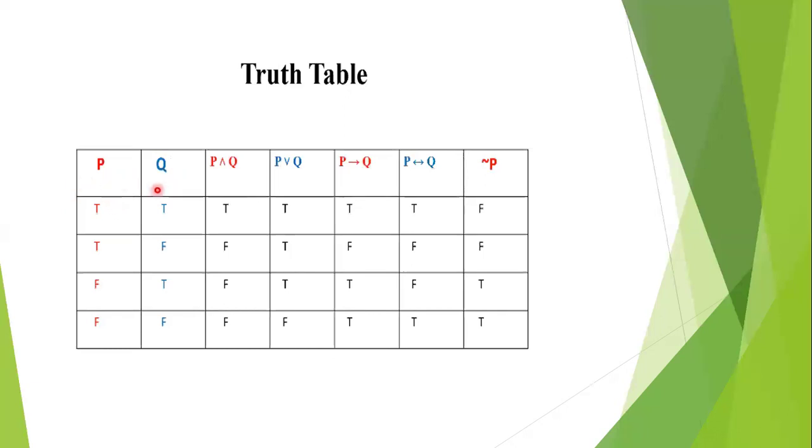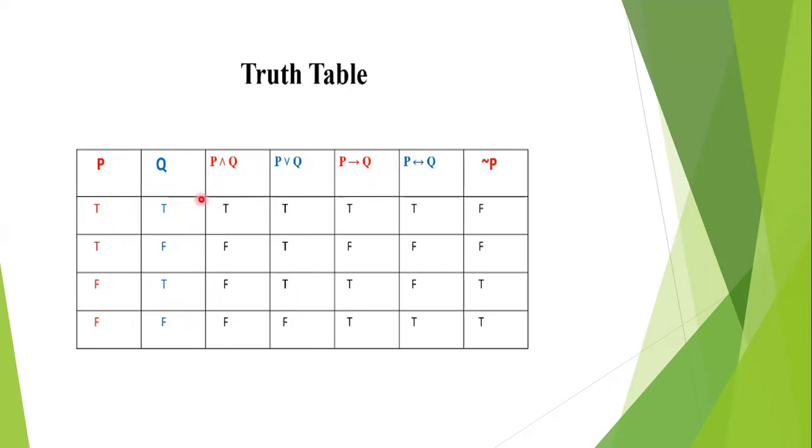Two variables means we will have the combination of its Boolean inputs: both true, both false, and one true, one false. If it is an AND gate, both the conditions must be true, and only then will it be true. Otherwise, it will be false. If it is OR, if either one input is true, it will be true, otherwise it will be false.